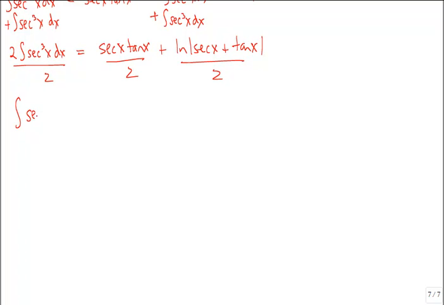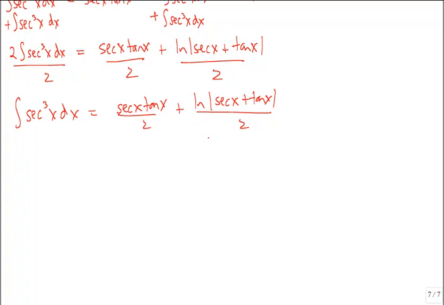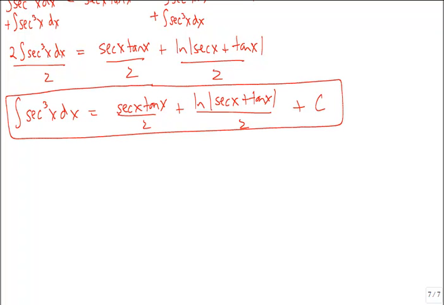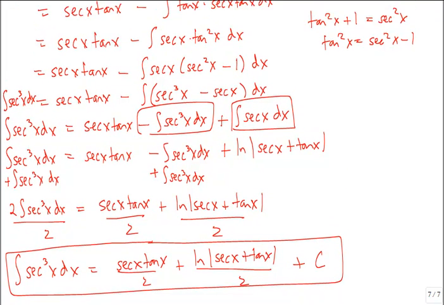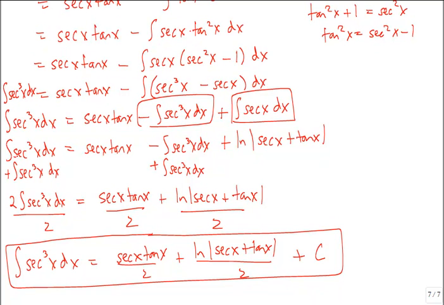So the integral of secant cubed x dx is secant x tan x divided by 2 plus the ln of secant x plus tan x divided by 2. There's no more integrals left on that right-hand side, so we're done. We just need our plus c. So this is like that cyclical example we did earlier, where if you do enough work, eventually you get back to the original problem, and then you can think of it as an equation, do the opposite to get the two integrals together, and then divide through by that coefficient.